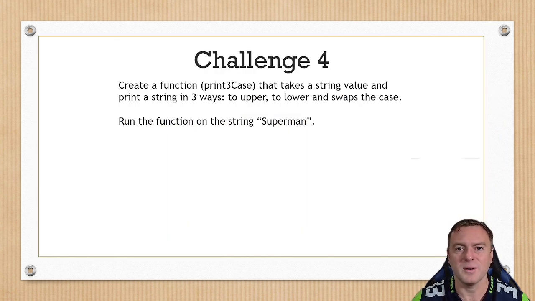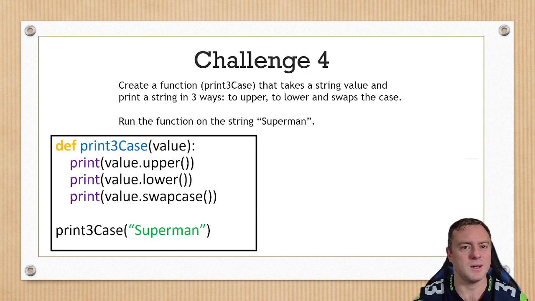Cool. So create a function print3case that takes the string value and returns a string in 3 different ways. So we're going to go upper, lower, and swap the case. Just pause the video there and let's see what happens. Cool. So what you should have done is something like this. Printing out print3, it takes in the value, then it prints out the upper version of it, the lower version, and then the swap case.